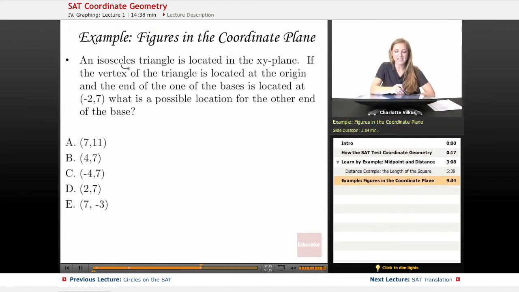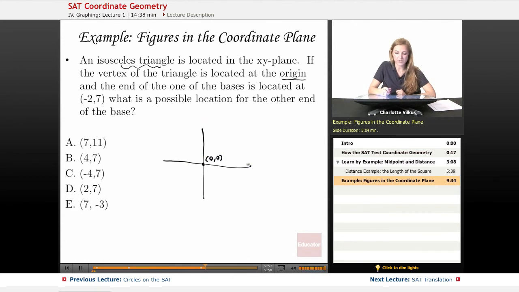Here we have an isosceles triangle. So again, we have a figure in the coordinate plane, and it's located inside the xy plane. I have that the vertex of the triangle is located at the origin. So the origin just means exactly where the x and y come together, which is really the point 0, 0.